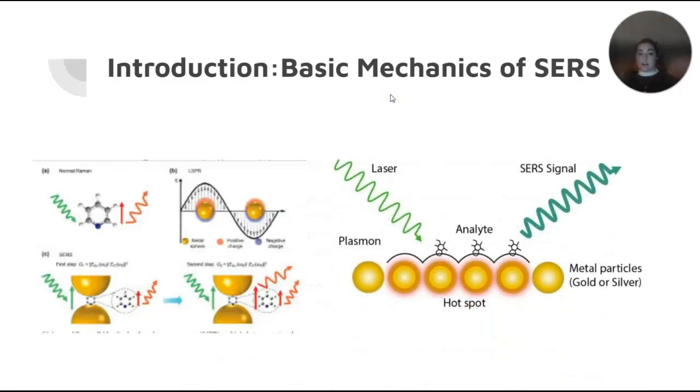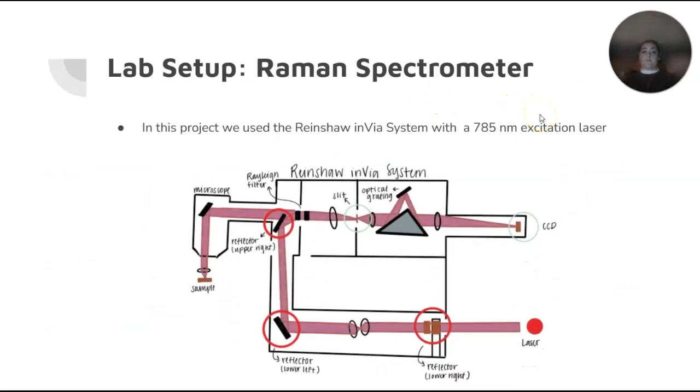And here's a couple of diagrams. You can see in the one on my right that you have your gold or silver metal particles. The laser hits the analyte, and it causes a hotspot, or these increased areas of the electric field, and then it sends that SERS signal. Okay, for our setup, the Raman spectrometer we use is the Renishaw InVia system. It has two choices of lasers.